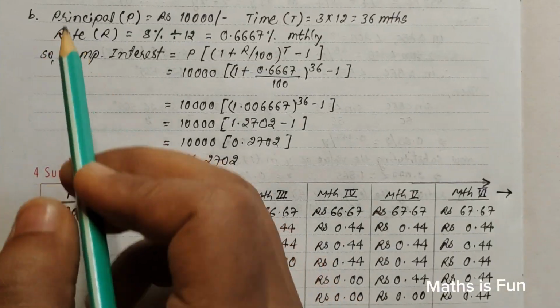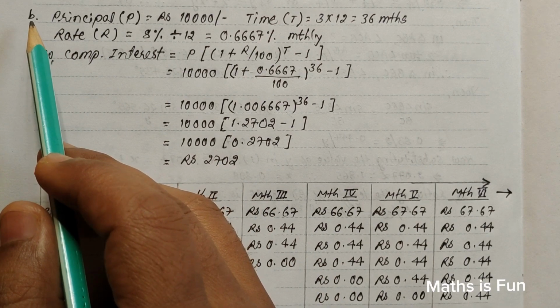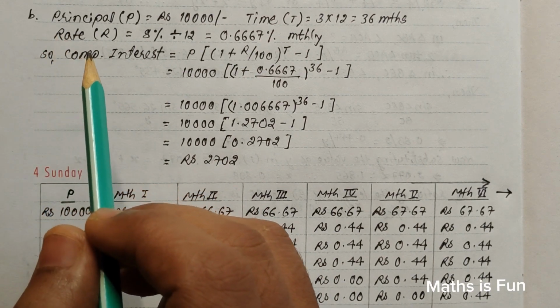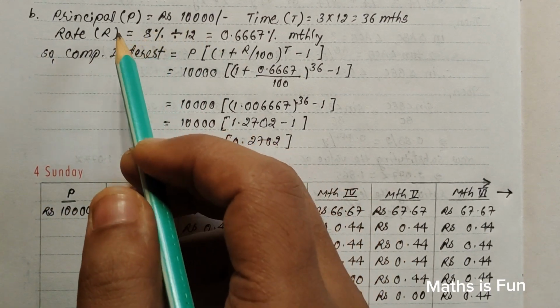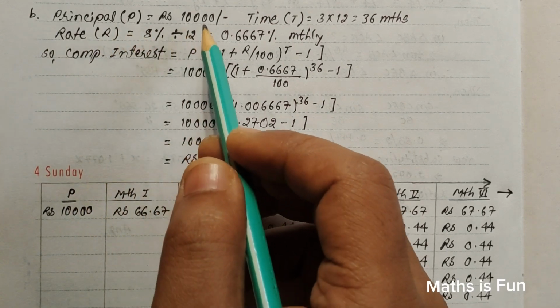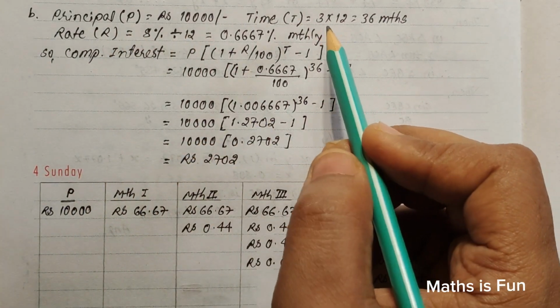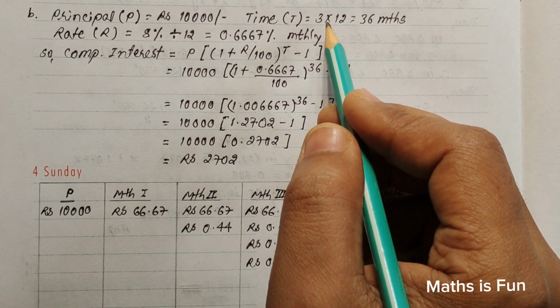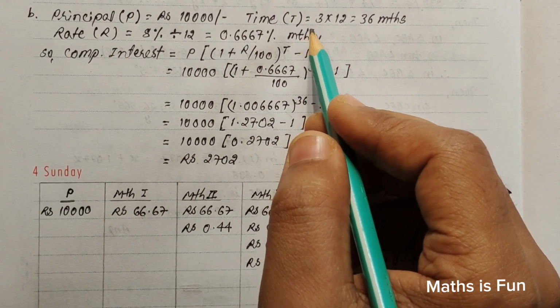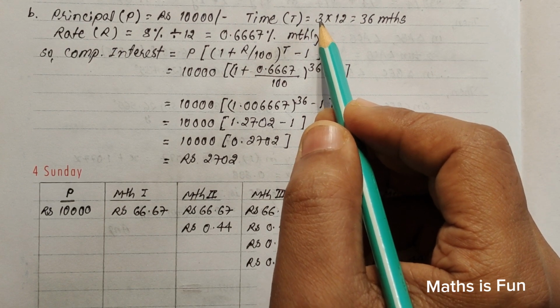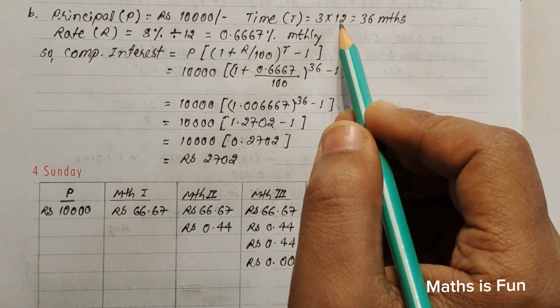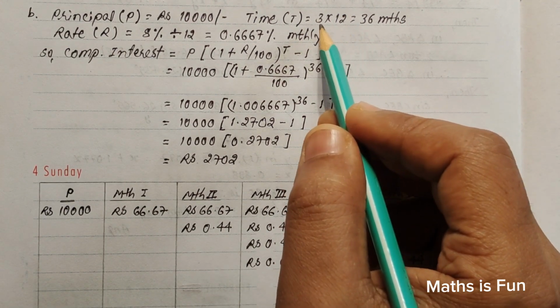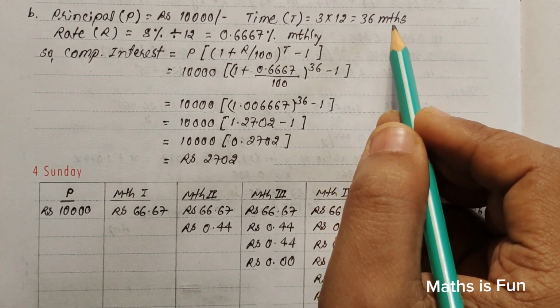Now we'll move on to question B, that is how much will I make at monthly compounding. So in monthly compounding, my principal is rupees 10,000. My time, now this time we don't have 3 as our time because we are doing monthly compounding. So 3 years cannot be our time. We have to multiply it by 12. We want to take it in months. So 3 into 12 equals 36 months.